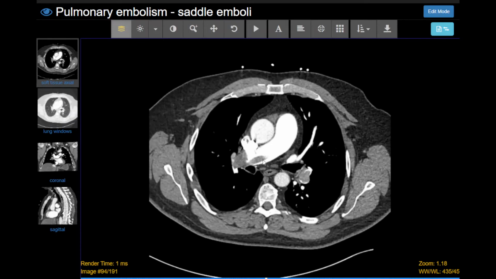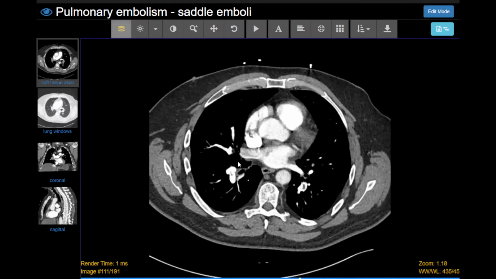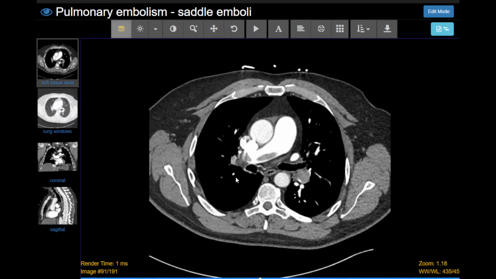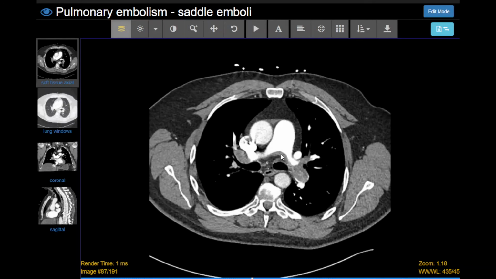We follow the right main pulmonary artery. This is all clot. You even see some down here. So this is a fairly large pulmonary embolism. In fact, when we see an embolism straddling the bifurcation like this, we call that a saddle pulmonary embolism.